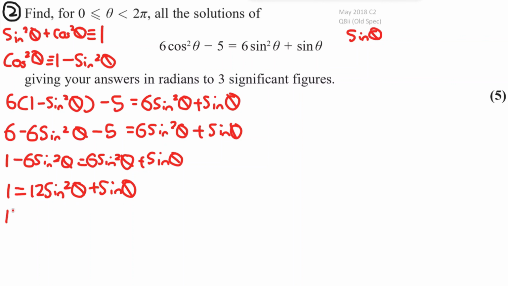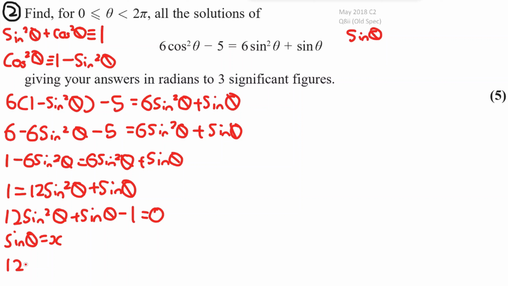So it's going to be 12 sin squared theta plus sin theta minus 1 is equal to 0, and this is a quadratic equation. If you want to, you can make sin theta equal to x. You can see this a bit more clearly because then it becomes 12x squared plus x minus 1 is equal to 0. You might be more familiar with it being with the x's like this. And then we just need to solve the quadratic equation.